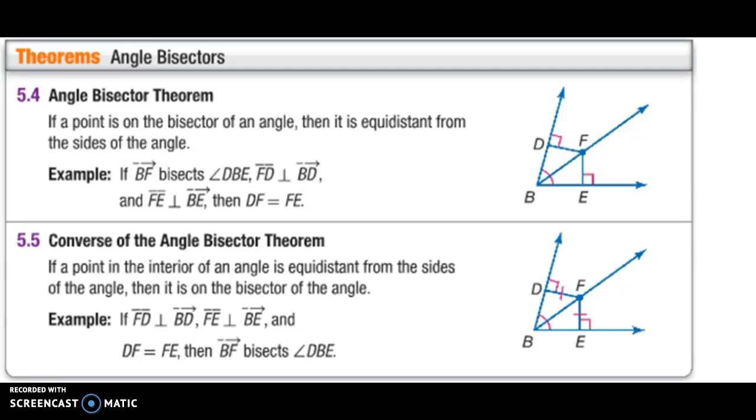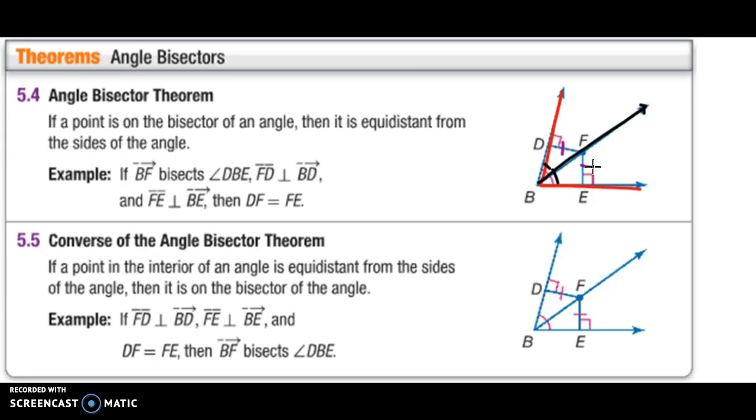So here are our angle bisector theorems. The first one says if a point is on a bisector of an angle, then it's equidistant from the sides of the angle. So we have essentially this angle right here, DBE, and then I have FB, cut it in half so that this side is the same as this side.